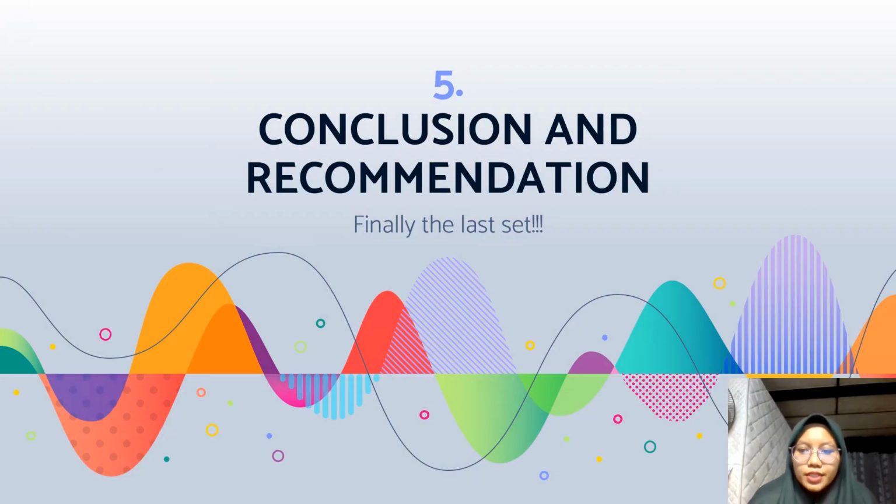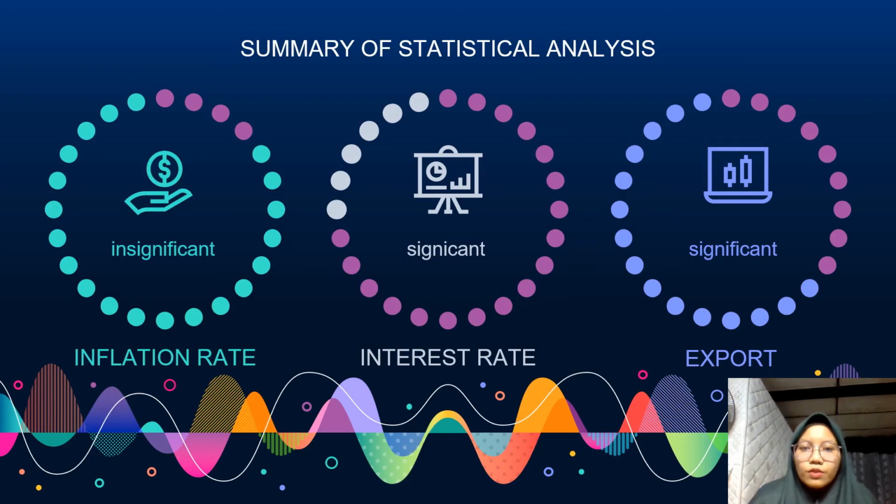And the last chapter is conclusion and recommendation. I will start with the summary of statistical analysis. In this research, we have chosen 3 independent variables, and from the 3 independent variables we found out that 2 are significant and 1 is insignificant. The 2 independent variables that are significant are interest rates and export, while the independent variable that is insignificant is inflation rate.